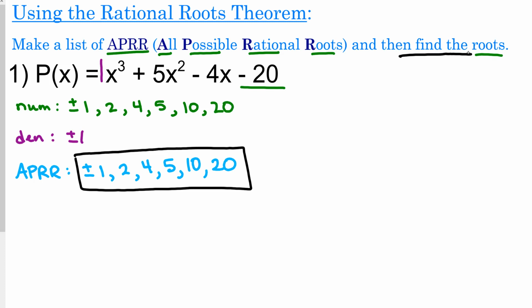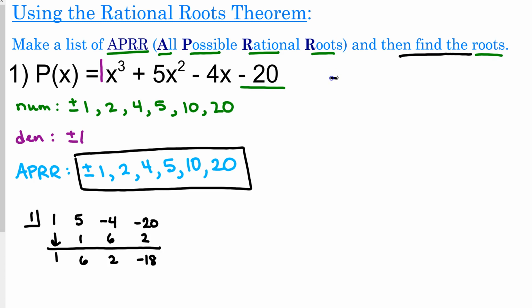Okay, so let's try 1. Let's see if 1 is a root. So I'm going to put 1 in the box, and then we have our coefficients 1x cubed, 5x squared, negative 4x, and negative 20. Bring down the 1, multiply by the number in the box, write it down and add. Multiply, write it down and add. Multiply, write it down and add. The remainder is negative 18, therefore we don't have a root.